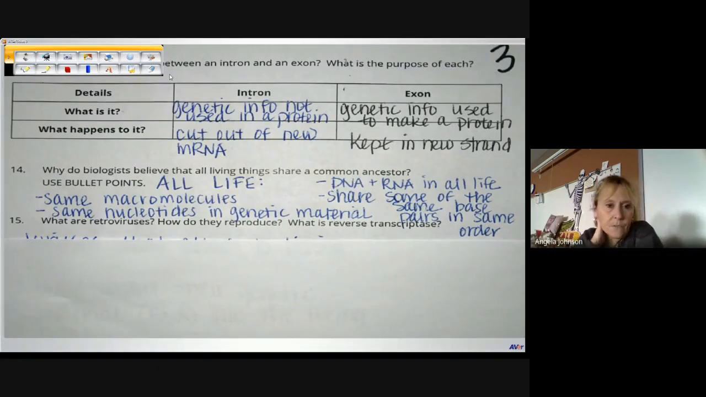That all living things have DNA and or RNA. We share the same base pairs, adenine, thymine, cytosine, and guanine in DNA, adenine, uracil, cytosine, and guanine in RNA. We are made of the same macromolecules, carbs, lipids, proteins, and nucleic acids. We have the same nucleotides. Okay, all of our nucleotides are that phosphate group, sugar, nitrogen base. They're just in different orders.